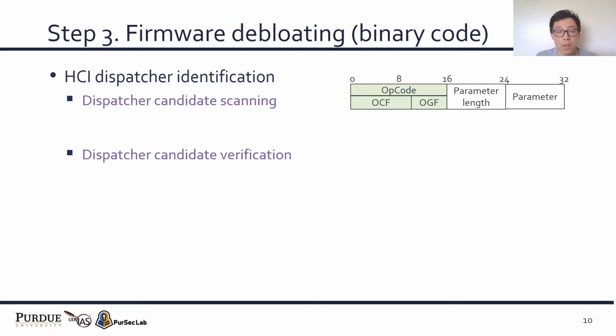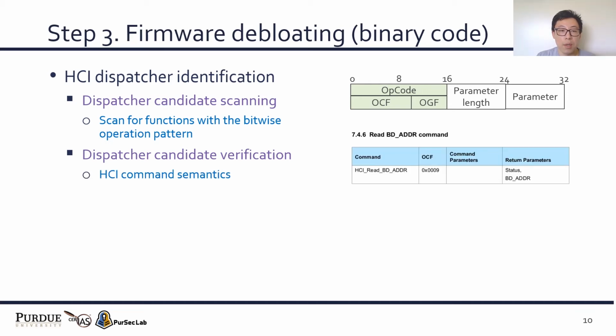This figure shows the format of an HCI command. As we can see, it contains an opcode field consisting of two subfields, OCF and OGF. So in order to correctly parse an HCI command, some bitwise operations are needed to extract the OCF and OGF values. Therefore, we scan for functions containing those bitwise operation patterns and find all the candidate functions.